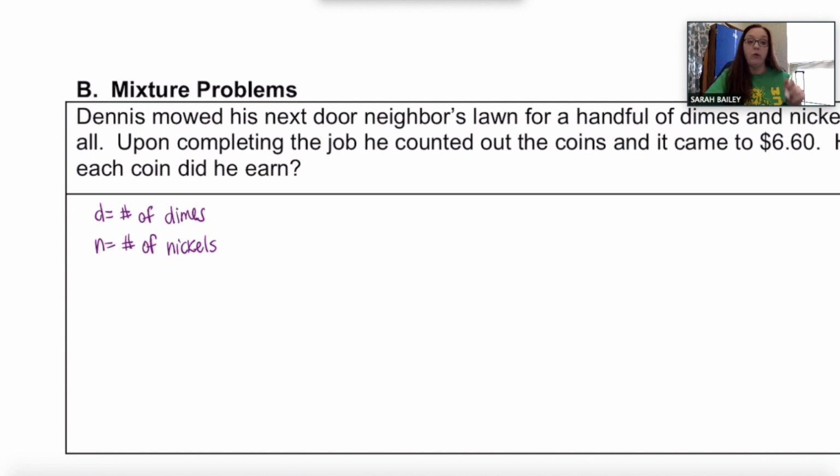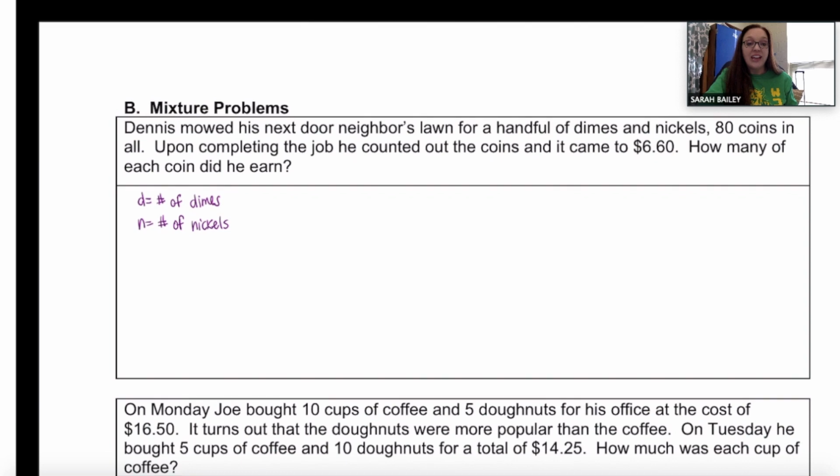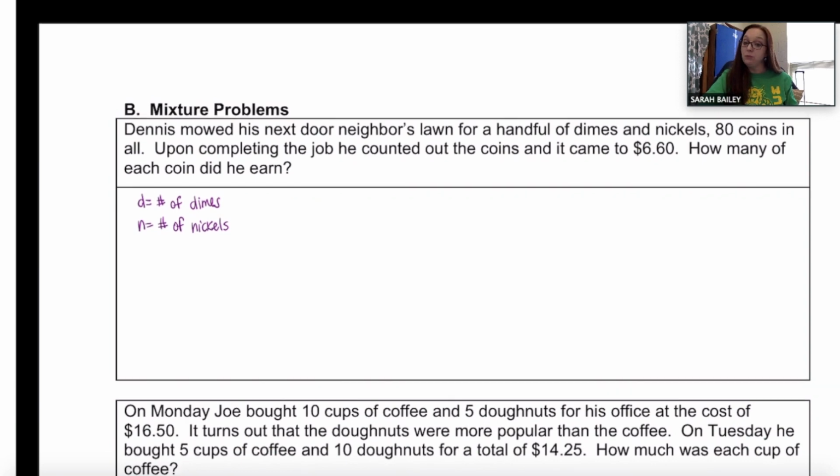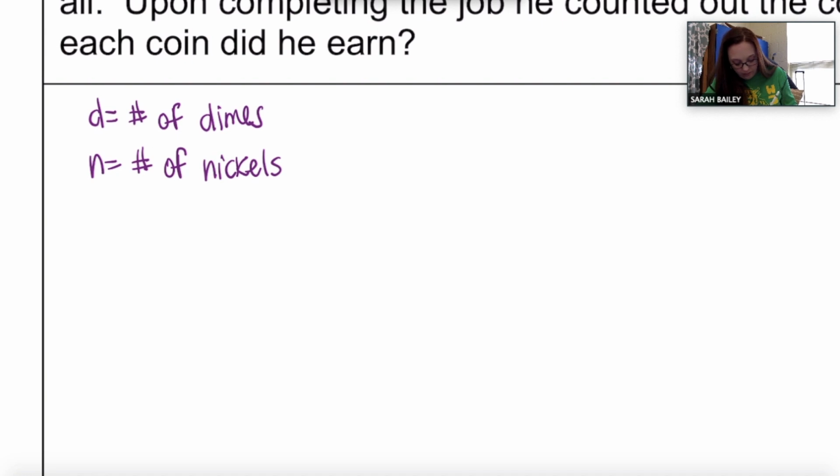So that's two equations. So first, it says he had 80 coins in all. So dimes plus nickels has to be 80. So D plus N is going to add up to 80. The number of dimes plus the number of nickels will be 80.